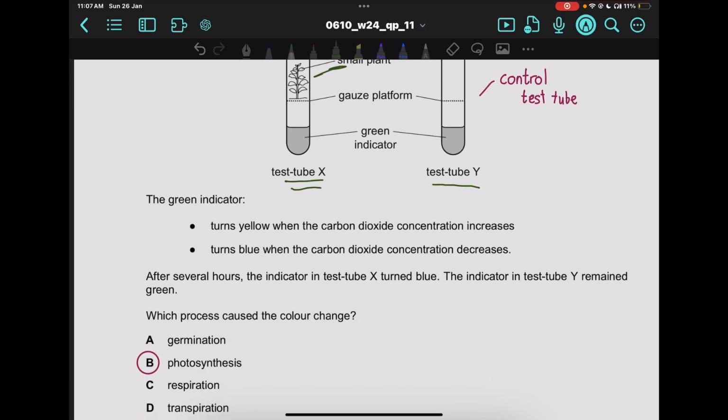The green indicator turns yellow when the carbon dioxide concentration increases and turns blue when the carbon dioxide concentration decreases. So when the carbon dioxide increases, it will turn yellow.